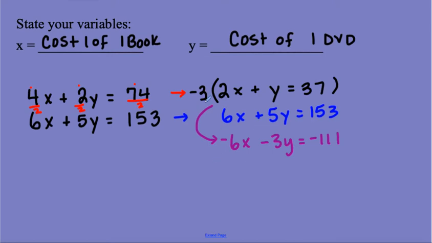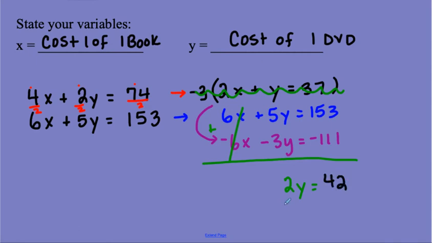Okay, so now I'm ready to eliminate, but just to help myself, I'm going to cross this one out so it doesn't get in my way. Now I'm going to add the equations together. So the 6x's are going to get eliminated. And then I've got 5y minus 3y, which is going to give me 2y. And then 153 minus 111 is going to give me 42.